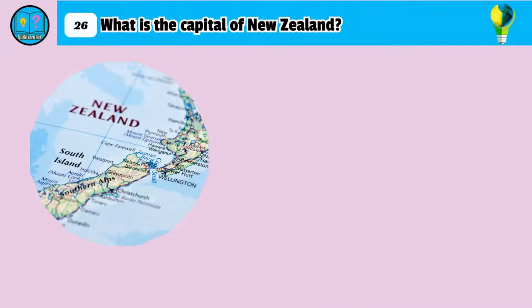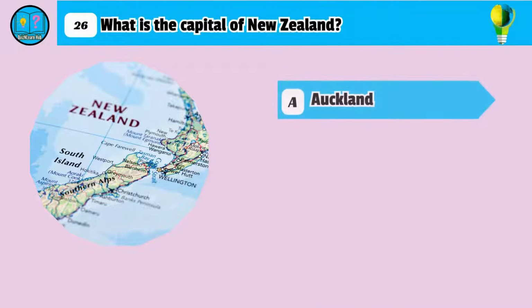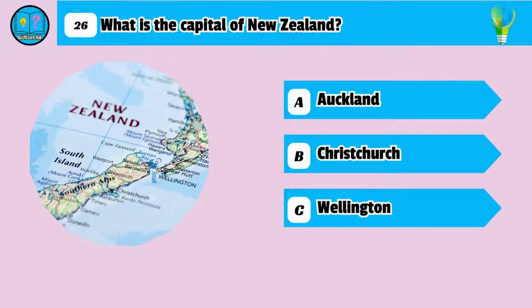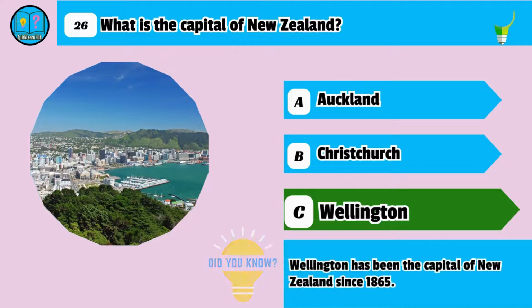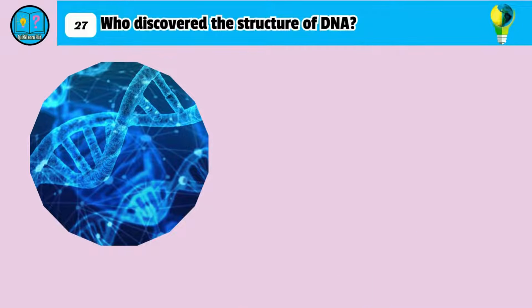26. What is the capital of New Zealand? Auckland, Christchurch, Wellington. Wellington has been the capital of New Zealand since 1865. 27. Who discovered the structure of DNA?